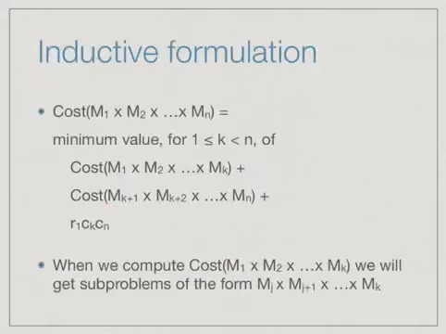Right? So finally, we say that the cost of multiplying M1 to Mn is the minimum, over all choices of k, of the cost of multiplying M1 to Mk plus the cost of multiplying Mk+1 to Mn, plus, of course, for that choice of k, we have to do one final multiplication, which is to take these resulting submatrices. So that is R1 into Ck into Cn.